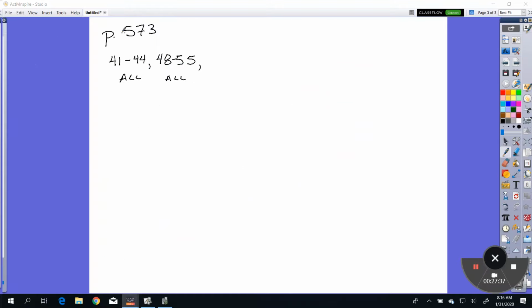So here's your assignment, page 573, 41 through 44 all, 48 through 55 all. Like I said, I'll make another video and I'll do some of these problems, try to do a couple of them so you can practice watching those and doing them. They are time consuming, not easy, but anyways, that's the notes and the discussion for today.